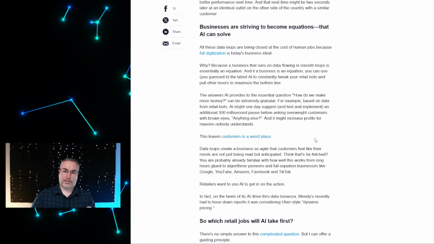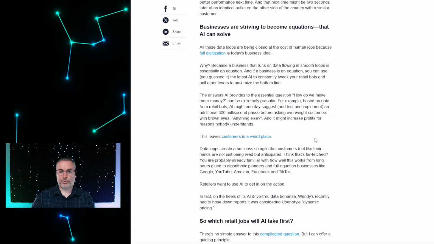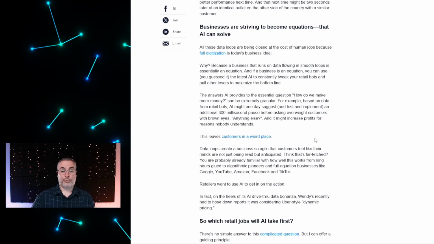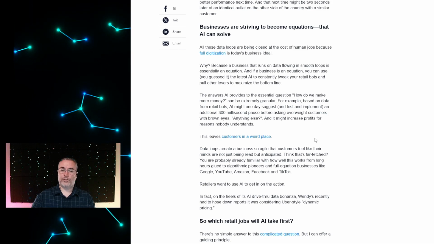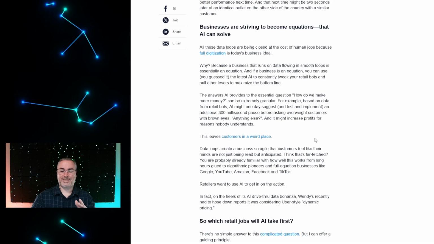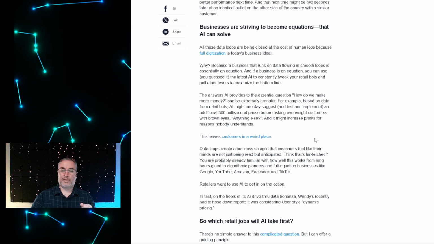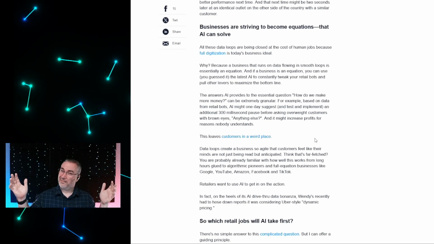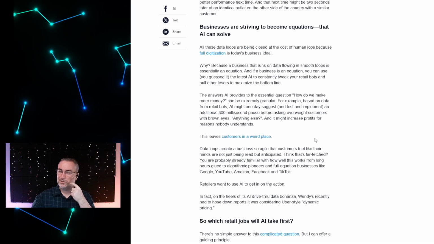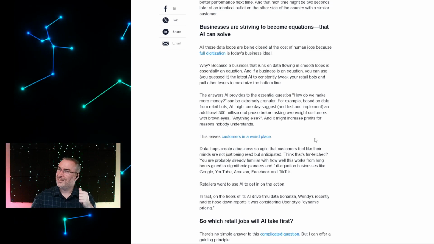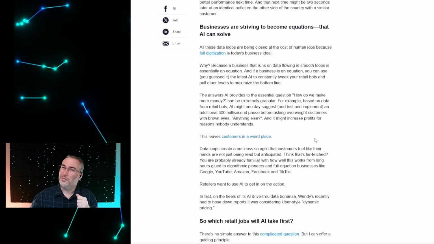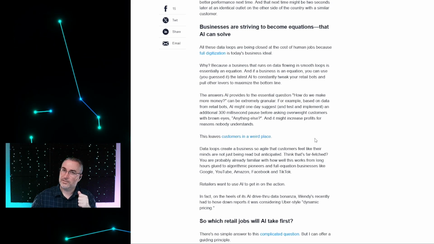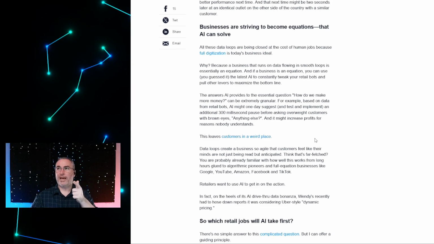So the answer AI provides to the essential question, how do we make more money, can be extremely granular. For example, based on data from retail bots, AI might one day suggest and test and implement an additional 300 millisecond pause before asking overweight customers, hey fatty, are you really sure you want to upsize? Oh, that's not what it says in the article. I'm sorry. And it might roll their eyes and side-eye them and go, eh. Are you sure you want something else? Yeah, I want to upsize. Are you sure? And lean in like, you're going to have to butter your hips to get you through the door if you want that extra large fries. Oh, no. Bad bot. Bad bot.